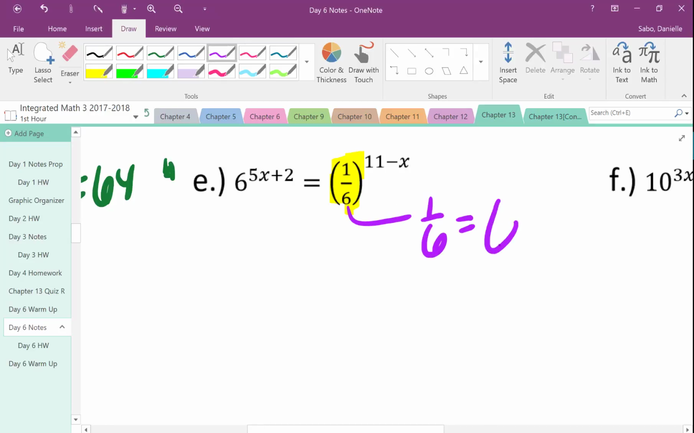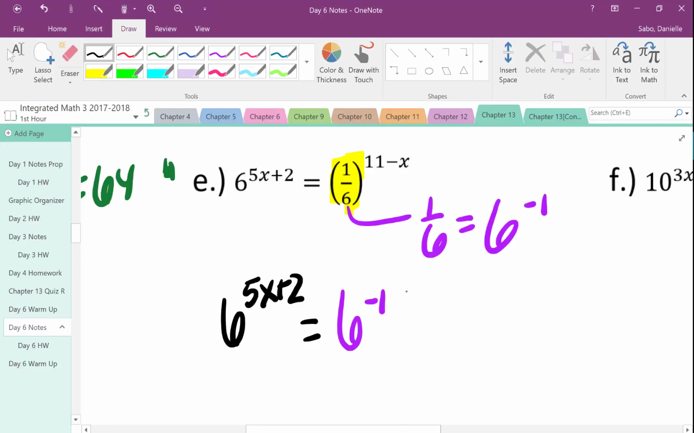1/6 is technically 6 to the what? Yeah, -1, because you flipped the fraction. So all I'm going to do is I'm going to replace that in purple. Everything else is going to be black so that you know that it has not changed. Always make sure when you bring that -1 up, it's being multiplied to the whole entire group that was originally there. So really it just changes the signs, yes.